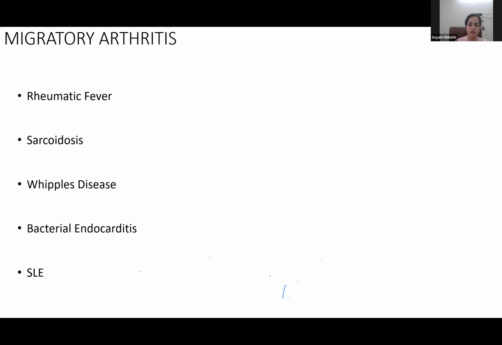So you have a single joint involvement one day, next day it can proceed to another joint, and it is inflammatory. Other differentials are bacterial endocarditis. You have to look for high-grade fever, any cardiac symptoms or rashes, typically of infective endocarditis. And SLE can also have migratory arthritis.